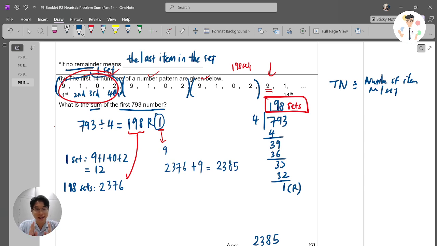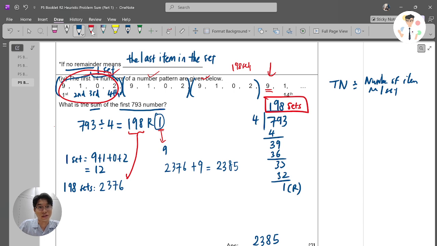Now again, the key idea here is that we are using a similar method as up there, where we find the 793rd number, to apply here. But the addition step is that I know this is the number of sets. So I find out what 1 set is equal to in total, then I times 198 because we have 198 sets. And this remainder 1 tells us that there's an extra 1 number, and the number is 9. That's why I add an extra 9 and I'll get 2385.